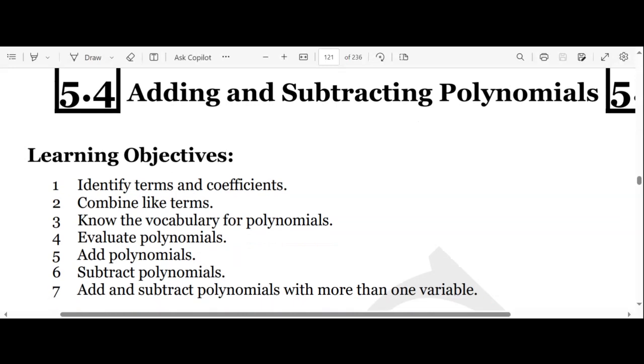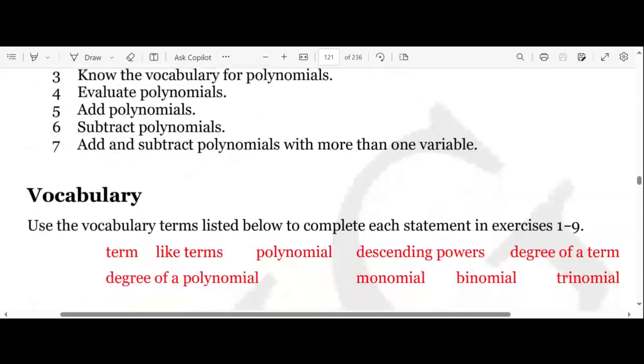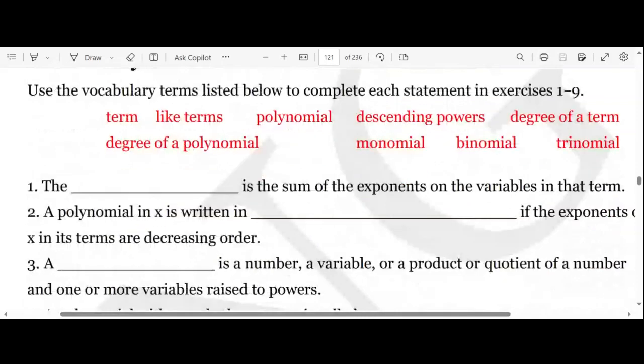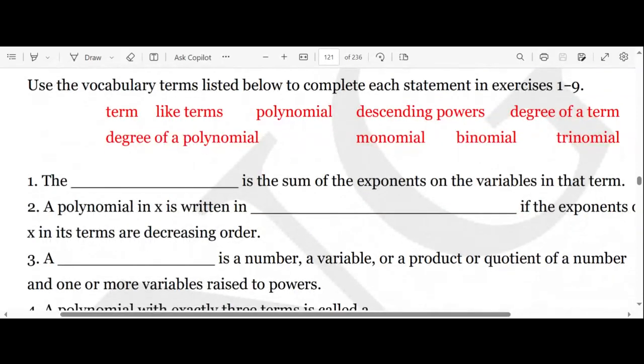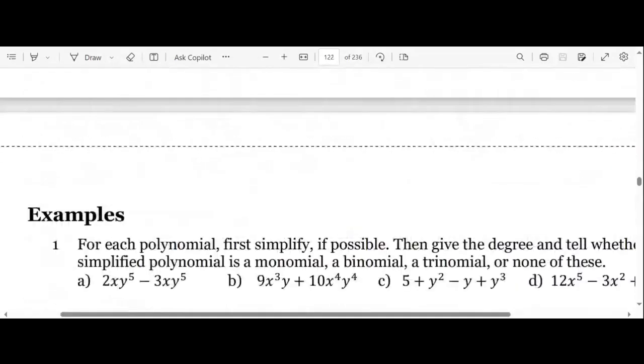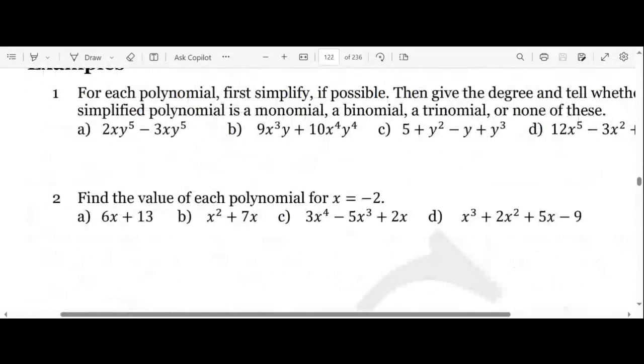Okay, let's go to example 1. Of course, you have vocabulary here. You have to look at the vocabulary and place it in the correct place. Example number 1. For each polynomial, first simplify if possible. Then give the degree and tell whether the simplified polynomial is monomial, binomial, trinomial, or none of these.